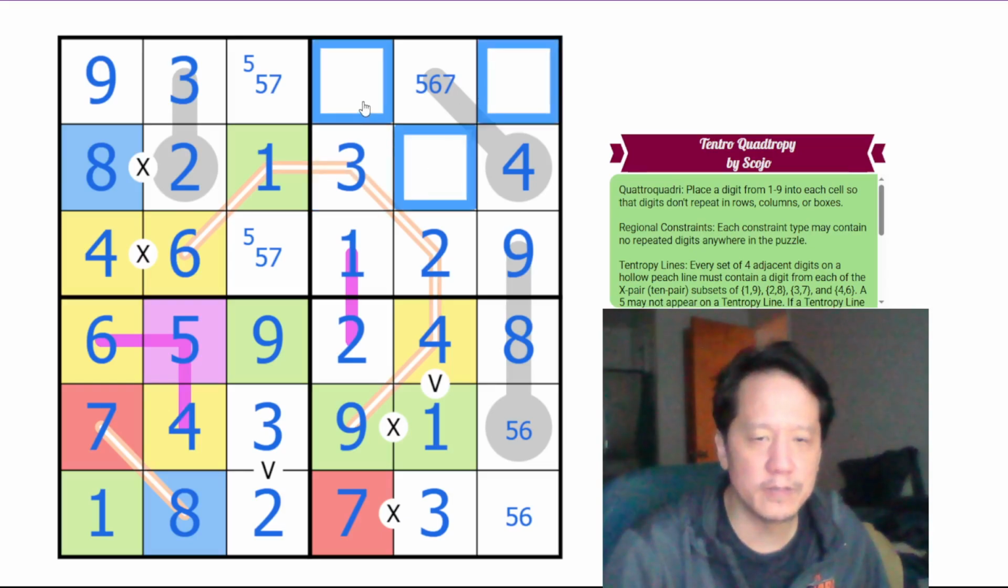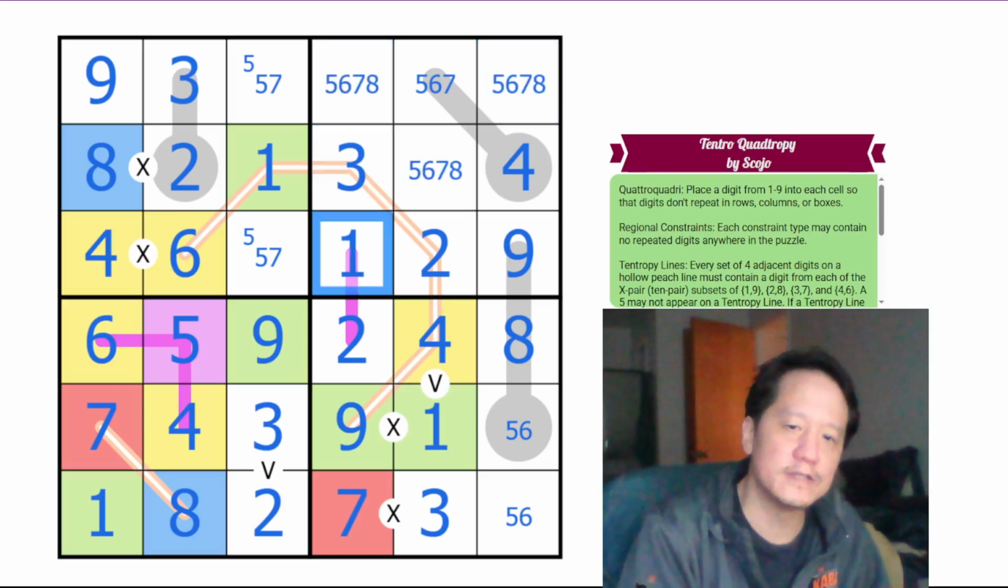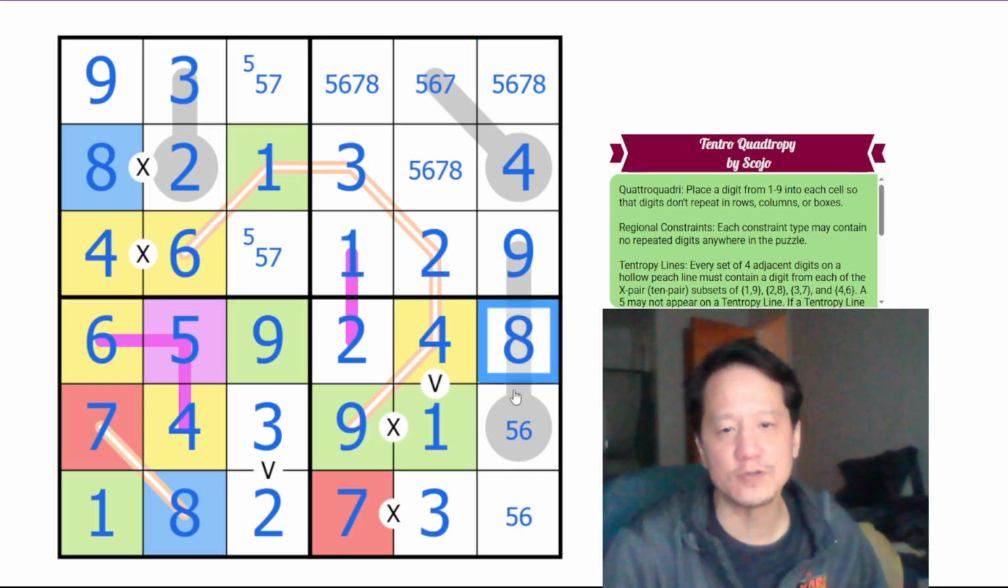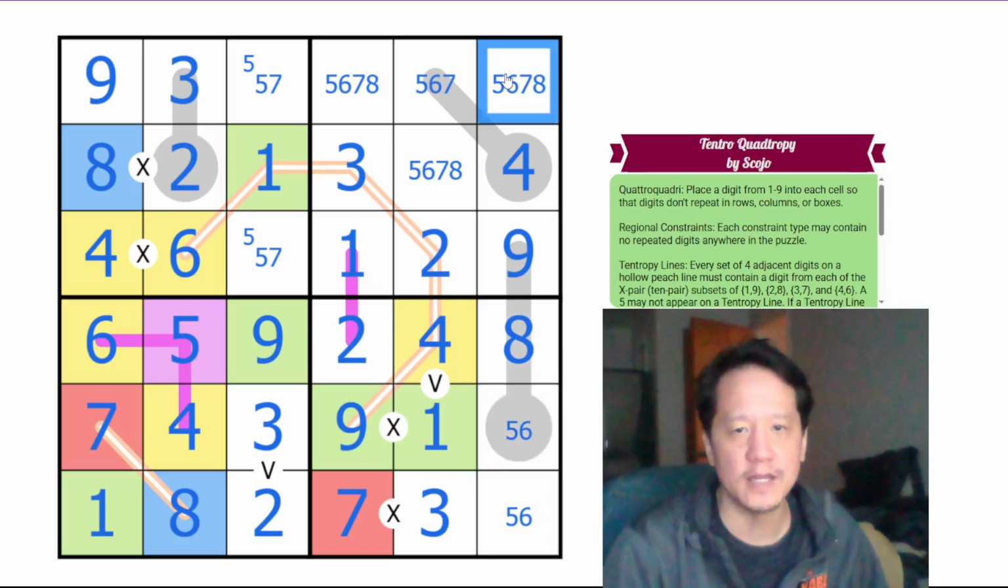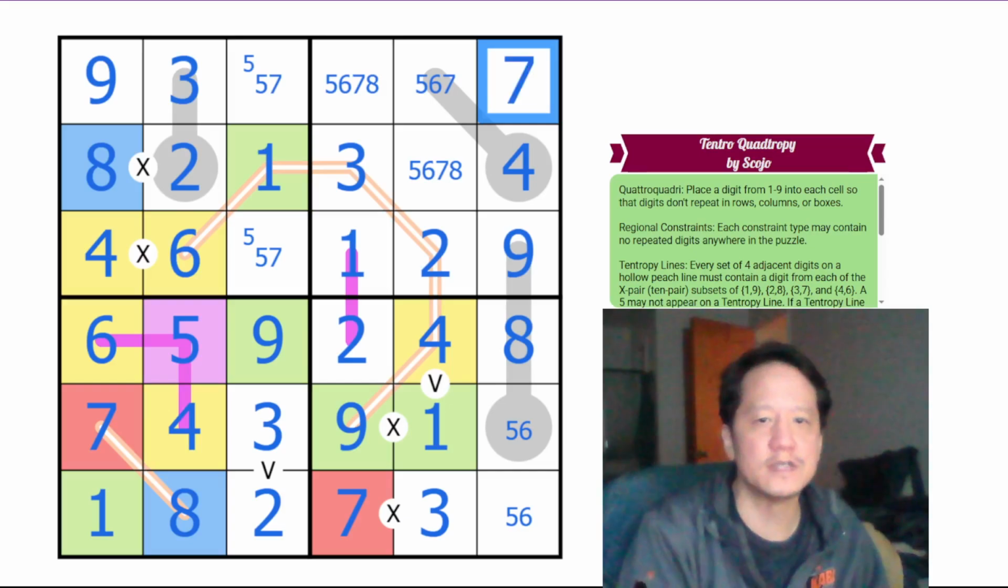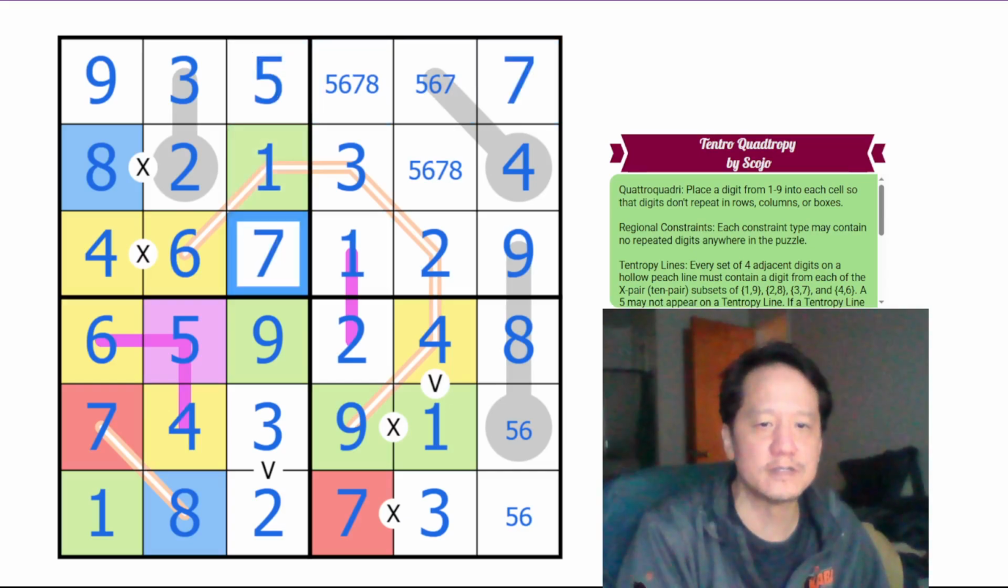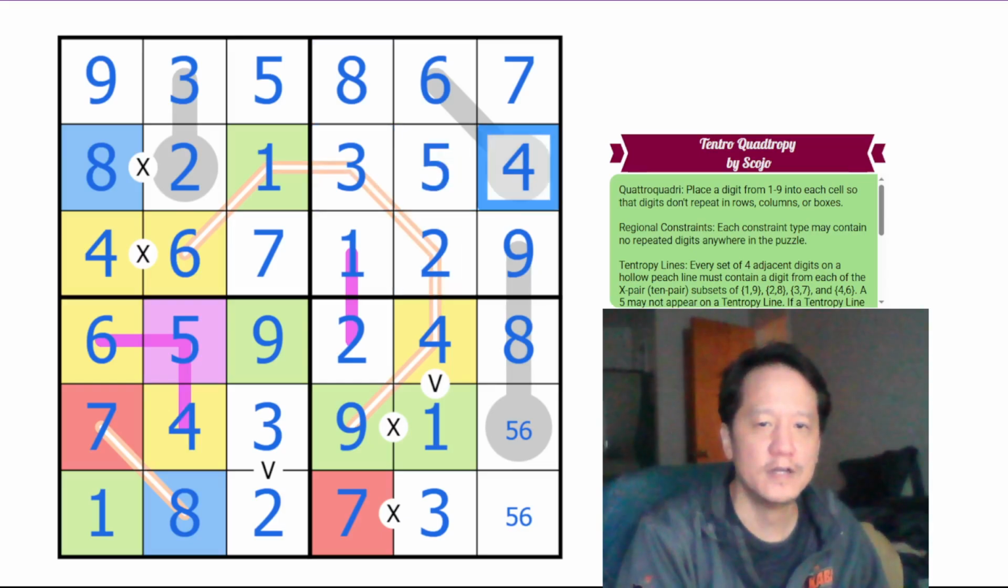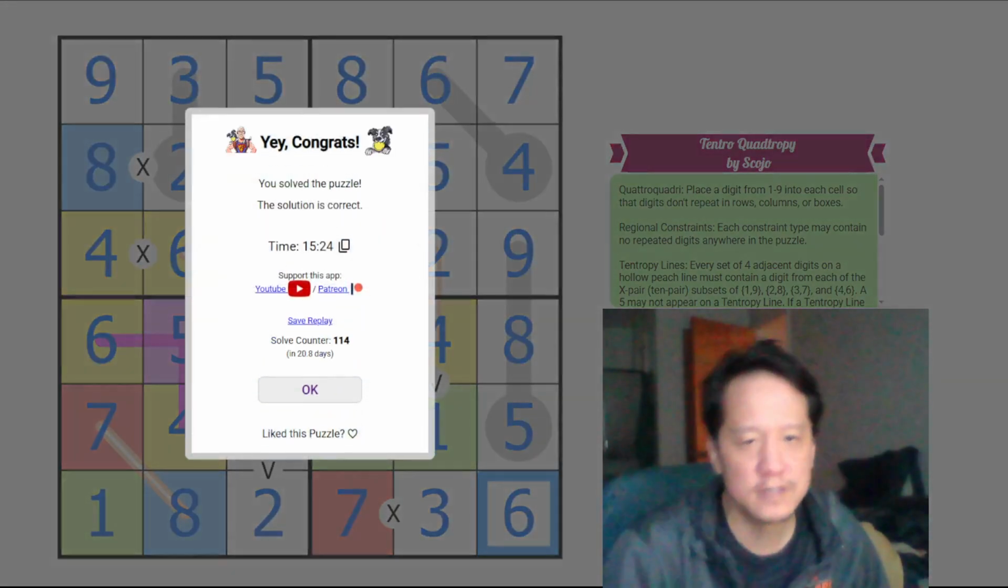Remaining digits in this upper right-hand box are 5, 6, 7, 8. This cannot be 5, 6, or 8 because of the 5, 6 pair and the 8 in the column. So this is 7, which makes this 5, which makes that 7. This can't be 5 or 7, it's 6. This can't be 5, 6, or 7, it's 8, which makes this 5. And this can't be 6 because of the regional constraints, so this is 5, and that's 6. And that's how you solve this puzzle.